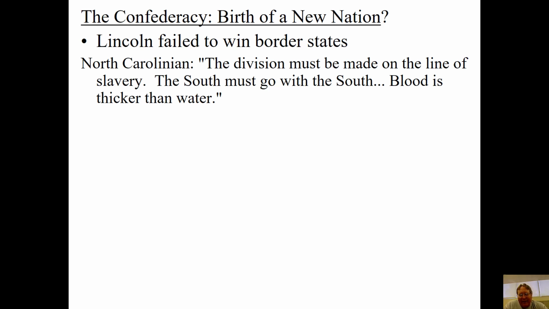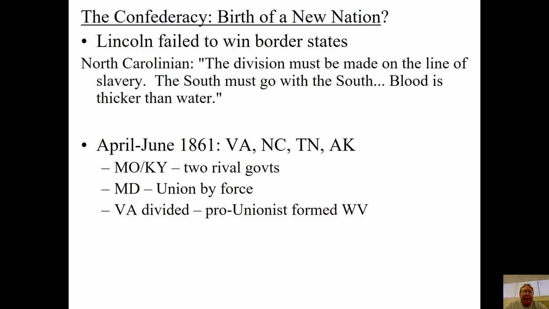Border states are kind of these middle ground states that don't rely on slavery as crucially for their economy as places like Georgia and Texas do. They're still going to go with the Confederacy, right? North Carolina is a perfect example of this. One North Carolinian said the division must be made on the line of slavery. The South must go with the South. Blood is thicker than water. That in the end, a lot of southern states said, look, if we support the Union over the Confederacy, that means eventually slavery will be gone. So they join the Confederacy.